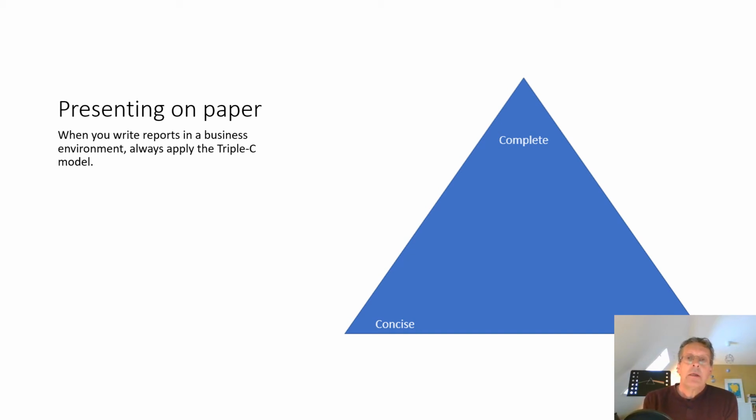And already on the screen is the triple C model. We move over to presenting on paper. Well, you did your research, you developed your business case, and you will present your ideas to investors. Maybe you will make a brochure, and maybe in the future you will write business reports. Well, always apply the triple C model. What does that mean? Well, your information should be complete. You should not use too many words or pages. Keep it concise, keep it short. And another C is clear. Write in clear language. Make sure it is accessible to your audience.